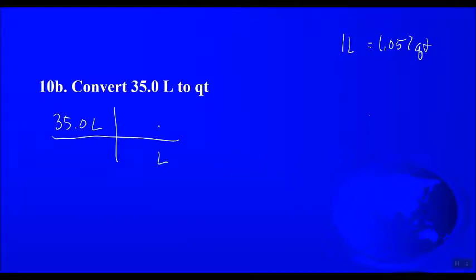1 liter is equal to 1.057 quarts. So 35.0 liters to quarts, 1.057 to 1 liter. Pause the video, calculate.